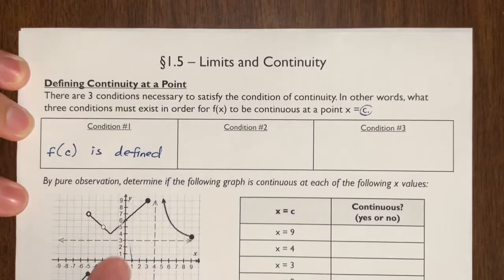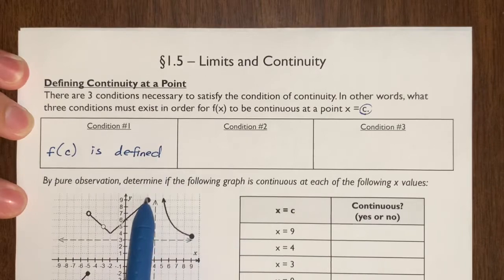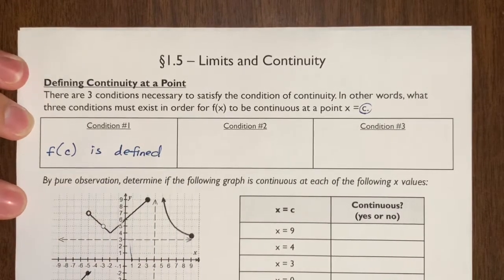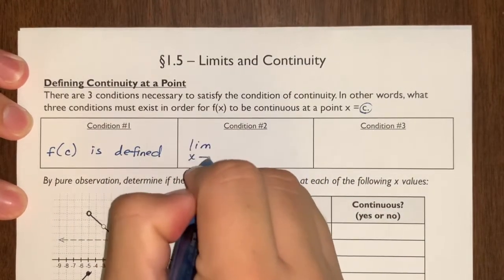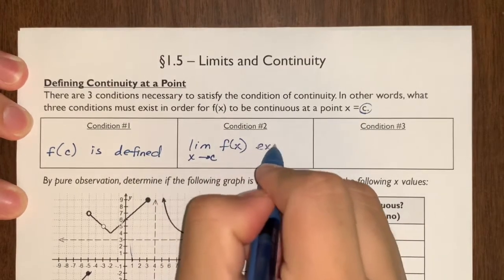If you're looking at this graphically, you'll know it's defined if it has a closed circle. If it has an open circle, that means it's undefined at that point. The second condition is that the limit as x approaches c for f of x has to exist.